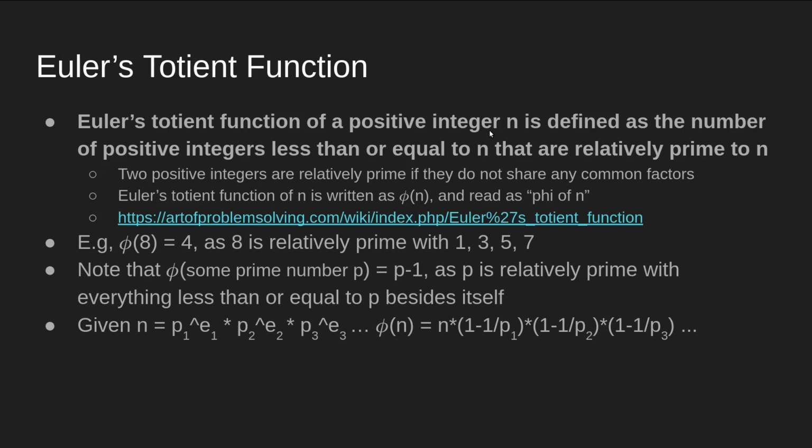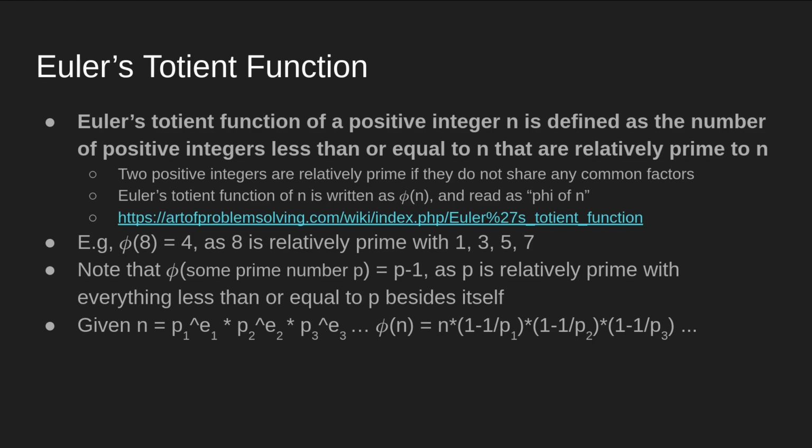So next up, there are two functions that are important to cryptography that Trevor will bring up when he starts talking about the encryption algorithms. The first one is called Euler's Totient function. Euler's Totient function of a positive integer n is defined as the number of positive integers less than or equal to n that are relatively prime to n. Two positive integers are considered relatively prime if they do not share any common factors. Like 7 and 8 are relatively prime because 7 doesn't share any common factors with 8.